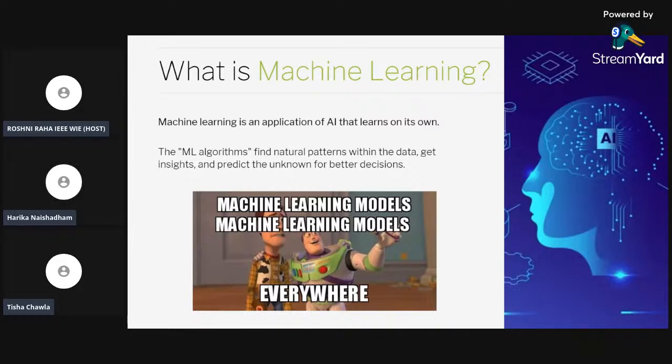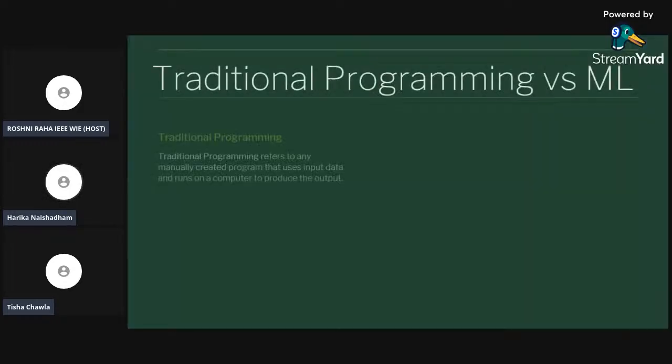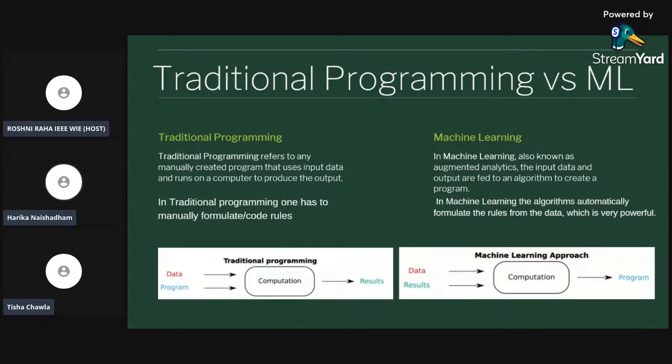But think about it. Why do we need ML? We were doing pretty good with traditional programming, right? We made most of our technological advancements through traditional programming. So let's compare these both and arrive at a conclusion as to why machine learning is taking over. Traditional programming differs significantly from machine learning.